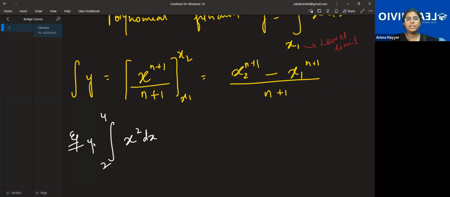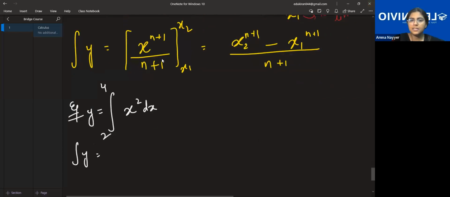Means I have to integrate y. Integration of y. So when I am integrating y, what is our first step that we have to obey? First step is x, you have x to the power n. Here we have x to the power 2. So x to the power 2.